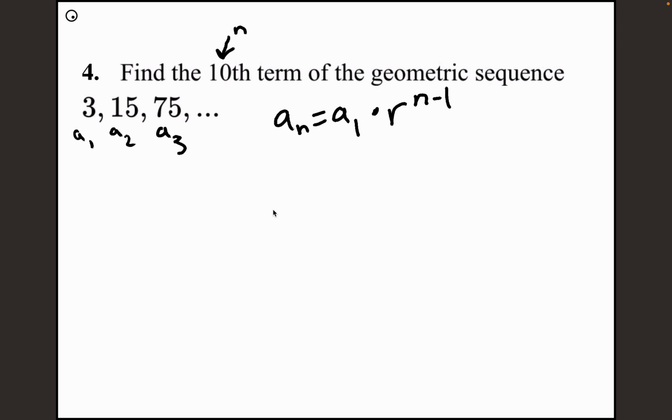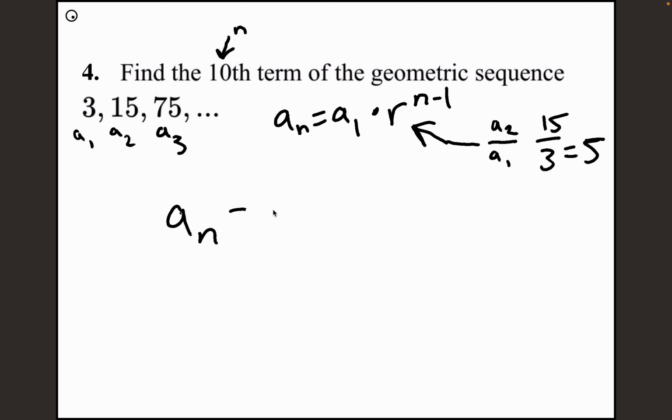So let's look at plugging this in. But before I plug it in, I want to find what my r equals. That's going to be a2 over a1, my second term divided by my first term. Looking over to the side, that's going to be 15 divided by 3. When we do 15 divided by 3, that is going to be 5. So that is going to be our ratio this time. So let's plug that into our whole equation.